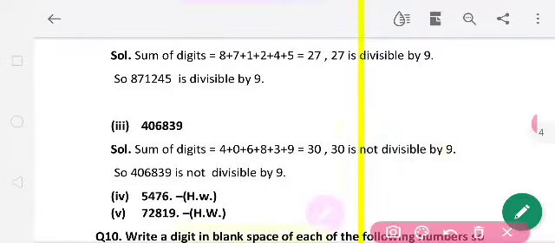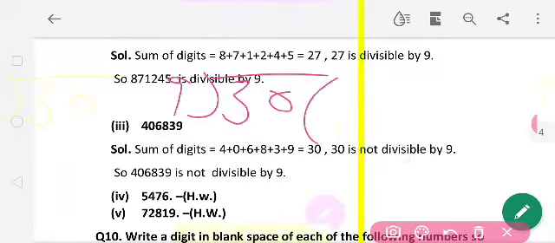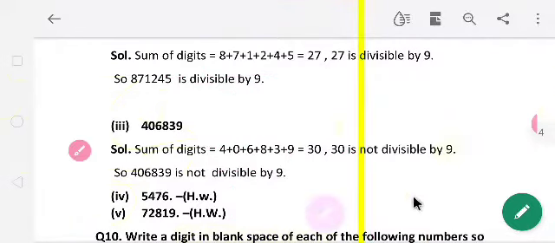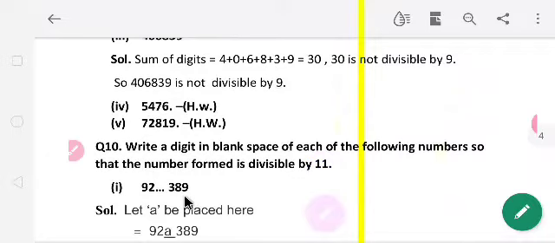You can see if we divide 30 by 9, 9 threes are 27. Here the remainder left is 3. It means it is not completely divisible by 9. So if 30 is not divisible by 9, therefore the given number is also not divisible by 9. The fourth and fifth ones are left for you as homework.